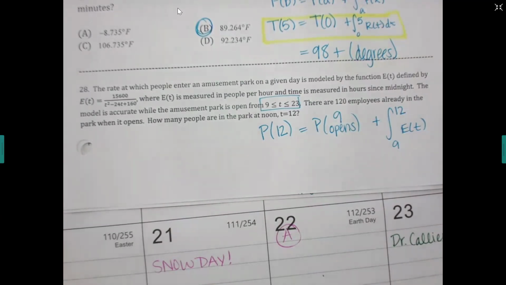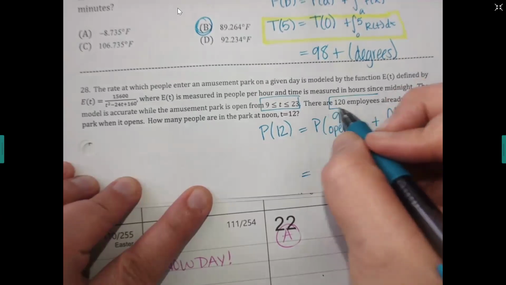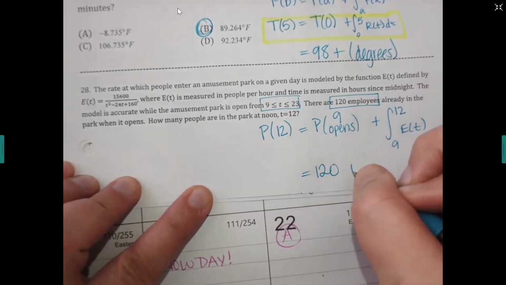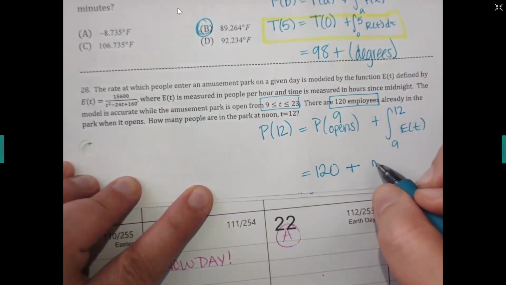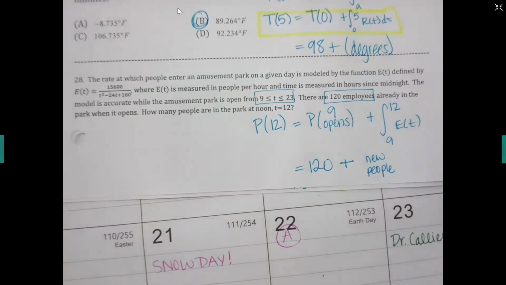So this is all the people that came in, plus all the people that were already there. How many people were already there? 120 employees already present, plus all of the new people that come in that you need to do in the calculator. You'll type that into your Y1, integrate it only 9 to 12, because the park doesn't open until 9, and then you'll add it to the 120.